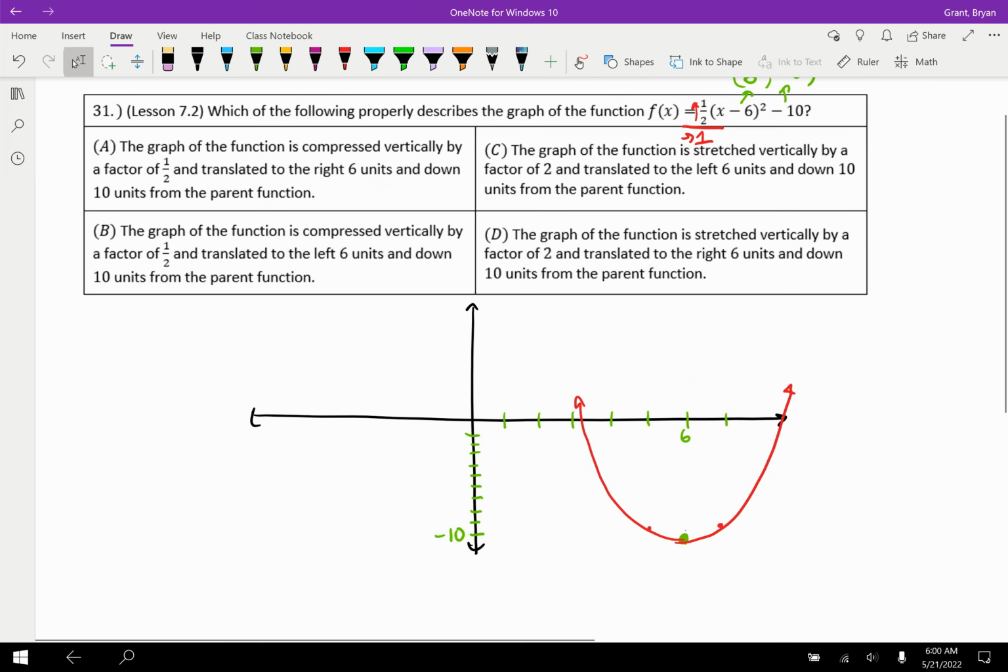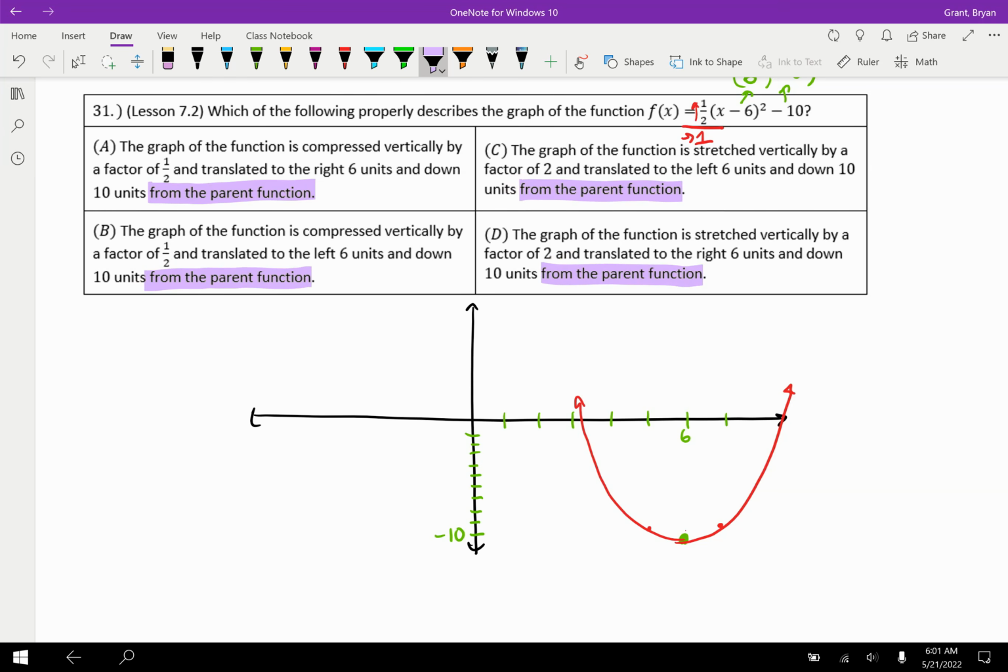All right, now what are these questions actually asking us? The graph of the function is compressed vertically or stretched vertically. We'll come back to that. By a factor of 1/2, factor of 2, translated to the right 6 units and down 10 units from the parent function. Well, let's focus on the last 4 words first, this 'from the parent function', so we can break down what this problem is actually asking us.